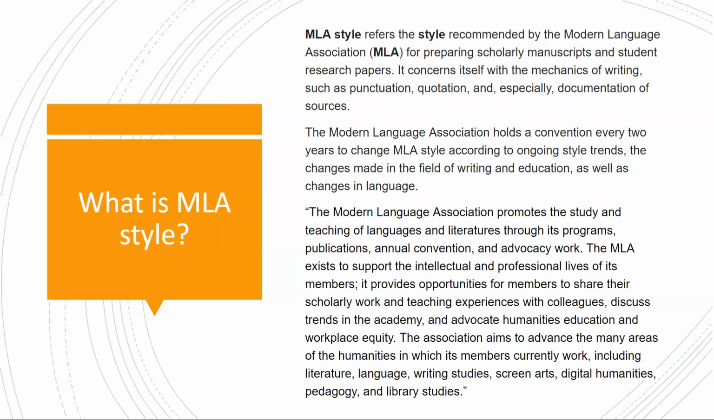So what is MLA style? MLA style refers to the style recommended by the Modern Language Association for preparing scholarly manuscripts and student research papers, and it concerns itself with the mechanics of writing, such as punctuation, quotation, and especially the documentation of sources, or quotations or citations. The MLA holds a convention every 2 years to change MLA style according to ongoing style trends, the changes made in the field of writing and education, as well as changes in language.